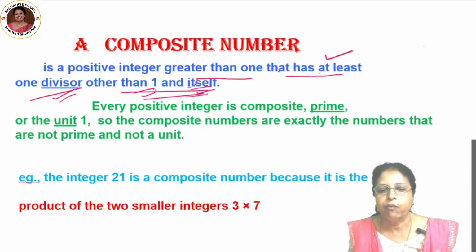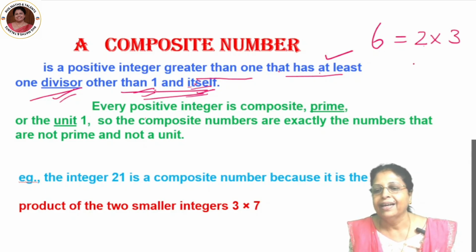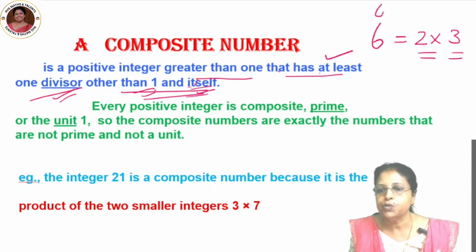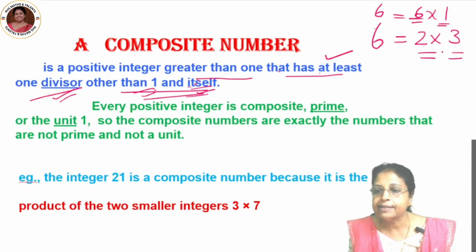Understand? Other than 1 and itself. See, for example, 6. 2 times 3. Understand? Then 2 is a factor, 3 is a factor. Definitely you know 6 equals 6 times 1. Is it? 6 and 1 are factors. But we can see here that 2 and 3 are also factors. Understand? That means other than 6 and 1, we get other factors also here.